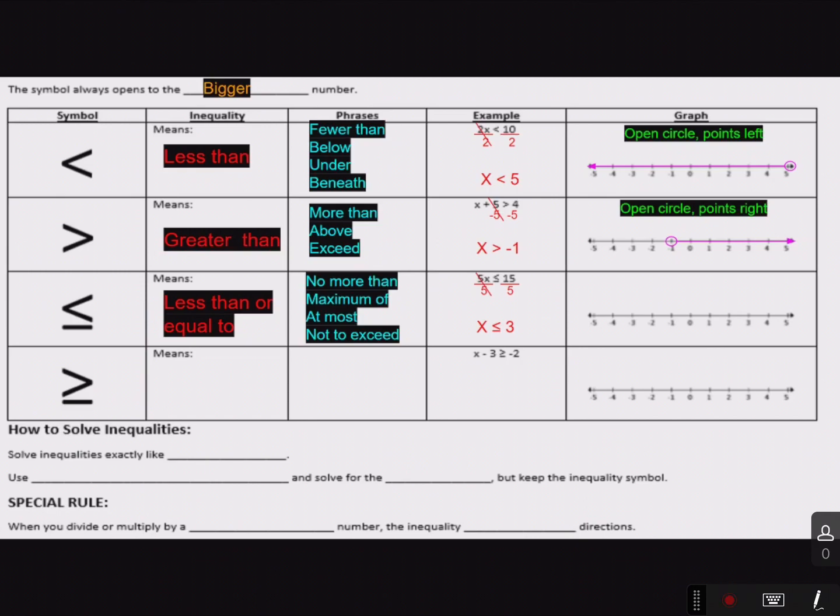When we're looking at the graph for this one, there is a difference. Instead of having an open circle, we are going to have a closed circle. The reason why is because that could also include the number 3 as a possible answer because of the equal sign part of it, the less than or equal to. So we're going to draw a closed circle on 3, and we're going to draw an arrow that goes all the way down the number line to the left, the same direction as your inequality sign.